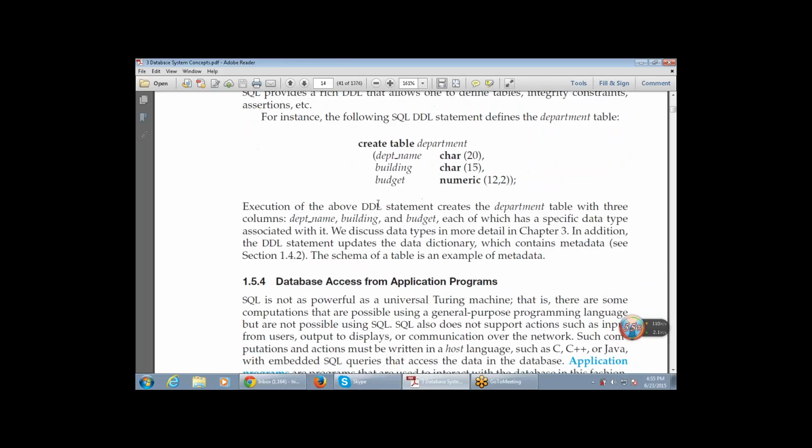So the execution of the above statement creates the department table with 3 columns. What are the 3 columns? Department name, building, and budget. Each of which has a specific data type associated with it. For this there is a char, that is a string. This is a char, that is a string. There is a numeric, that is a number.